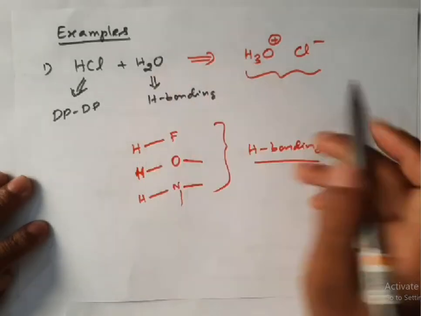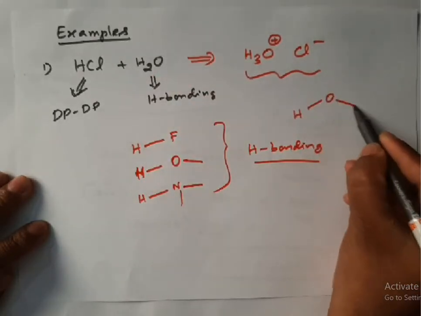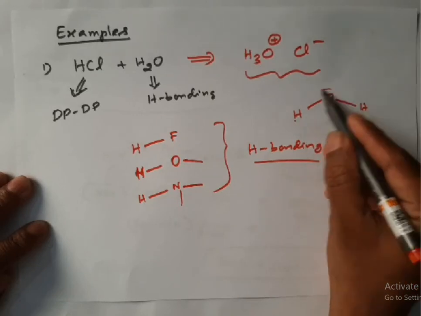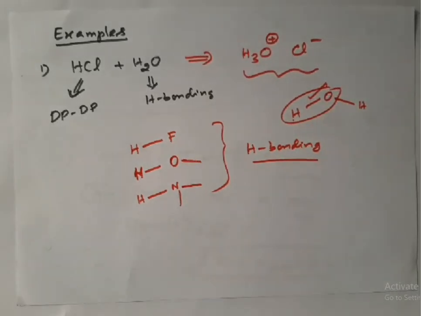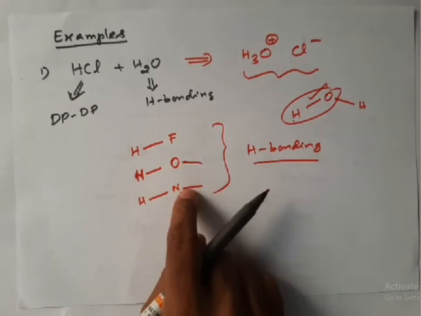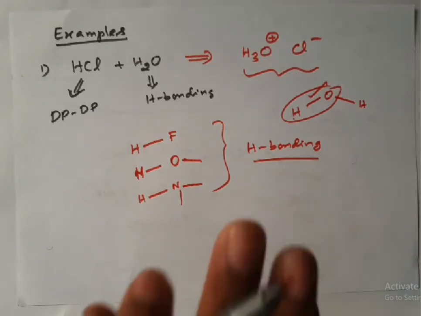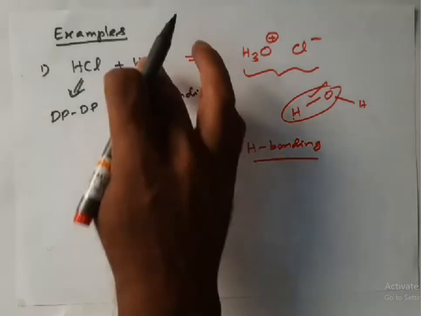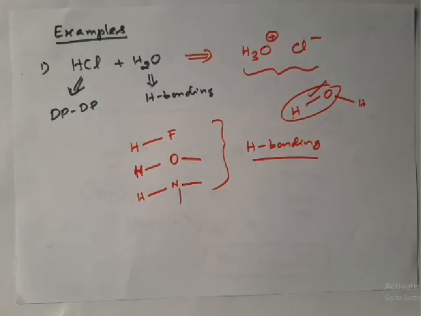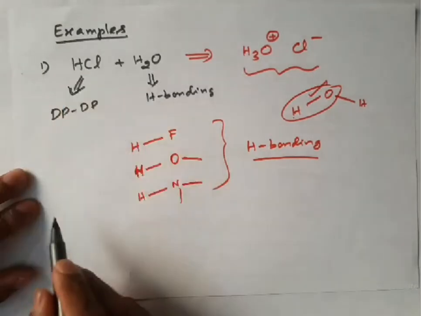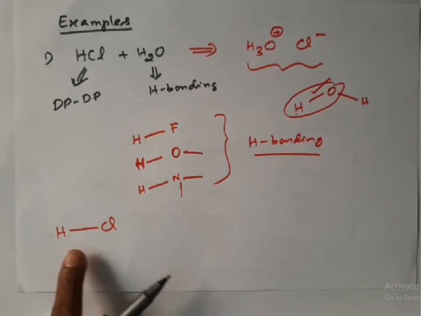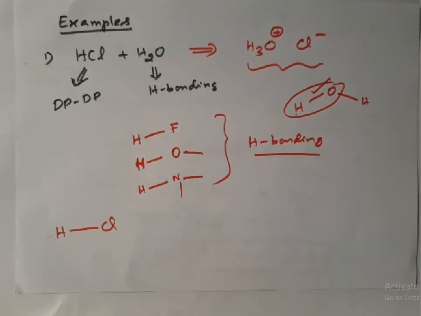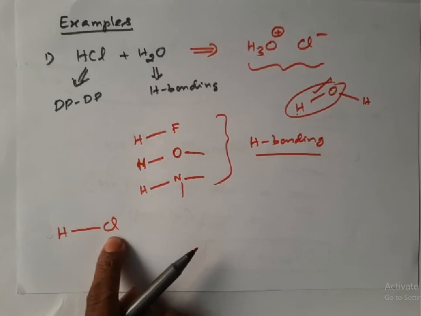So in water, you know very well the structure of water is this. So the hydrogen atom is connected to oxygen directly, correct? Whenever a hydrogen atom is connected directly to fluorine or oxygen or nitrogen, those compounds will show hydrogen bonding. So the water molecule will show hydrogen bonding. Okay, in HCl, hydrogen is connected to chlorine. This hydrogen does not show any hydrogen bonding because it is connected to chlorine.